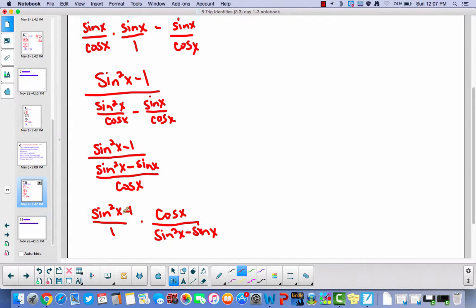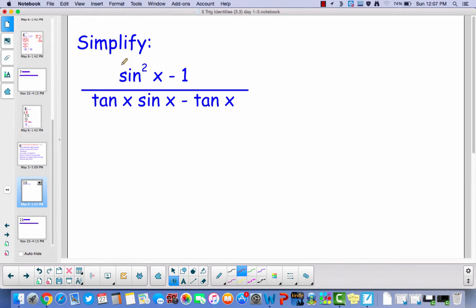Now, we can't cancel here because these things are being subtracted, and that really doesn't get us anywhere. So remember I said sometimes the process you choose will take you in the wrong direction, and you have to be willing to start over again. So let's start over. The other option is, can I think of either rewriting this as a trig identity, or can I do any algebra here?